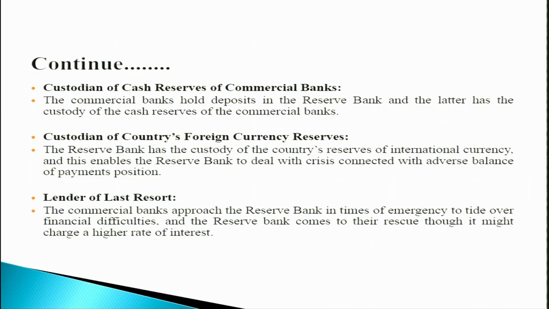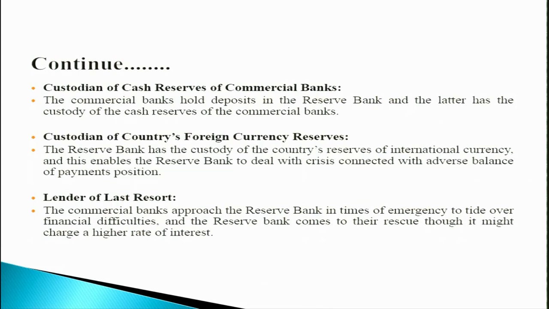And then the next one is custodian of cash reserves of commercial banks. The commercial banks hold deposits in the Reserve Bank, and the latter has the custody of the cash reserves of the commercial banks. So all the commercial banks in this country are allowed to keep only a limited amount of cash with them, so that the cash of all commercial banks is with the RBI, and RBI manages their protection as well as their regulation.